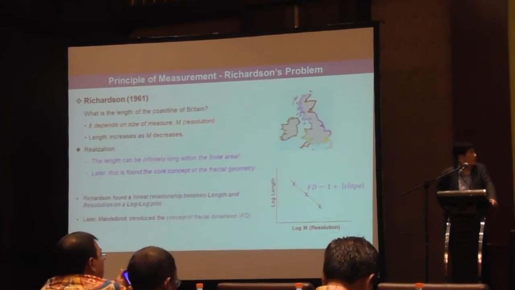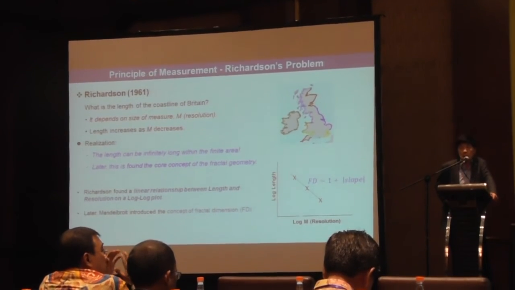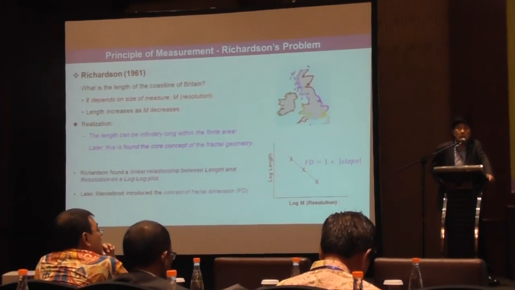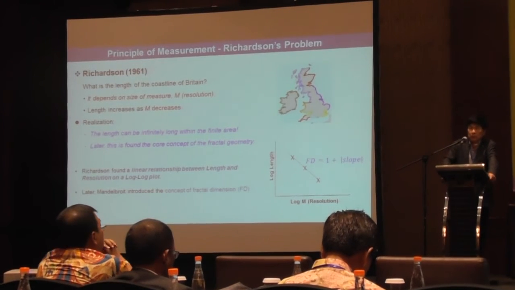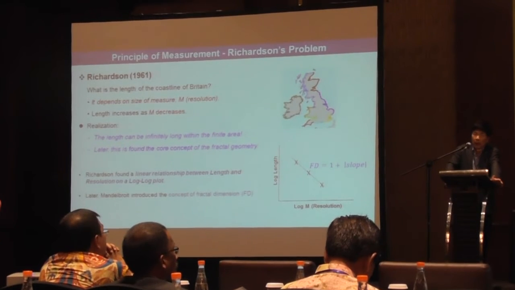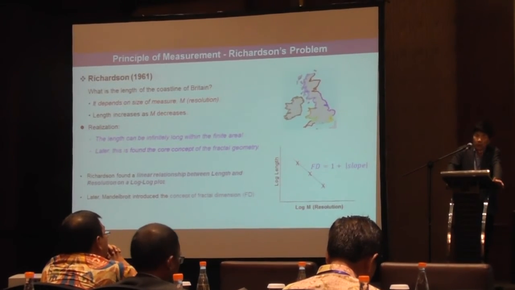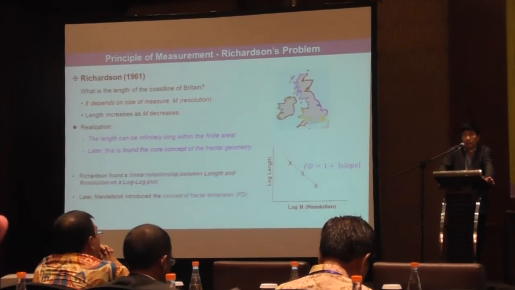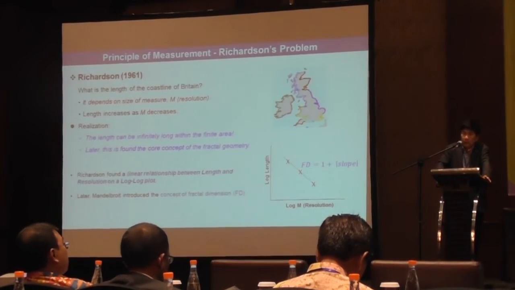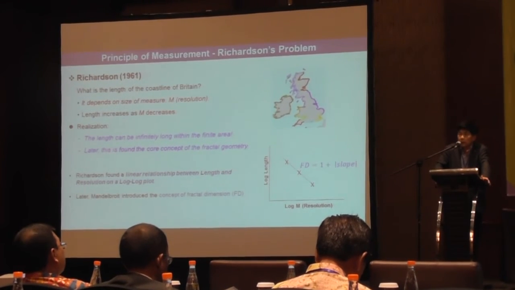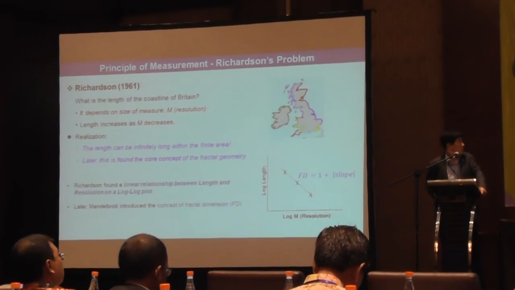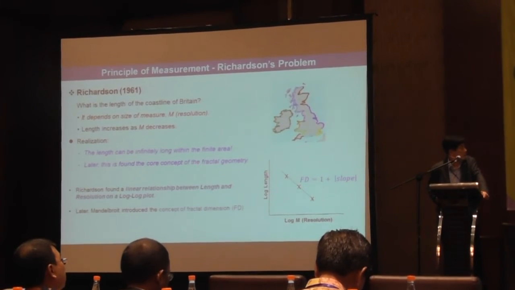So later he said, hey, as the measuring ruler gets smaller, the length of the coastal line goes to infinity. That's a very important concept. How can England's area not go to infinity, since it is a finite area? How can, within a finite area, the length go infinitely long? That's a classical problem.